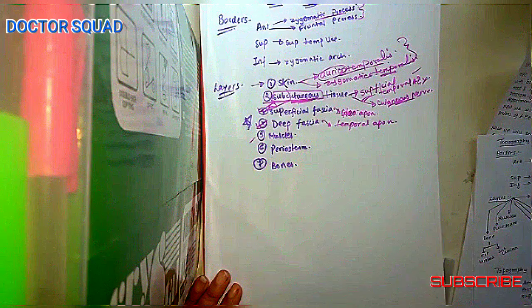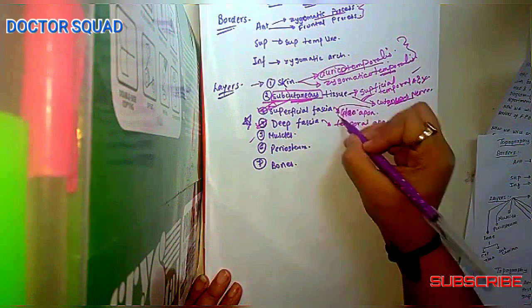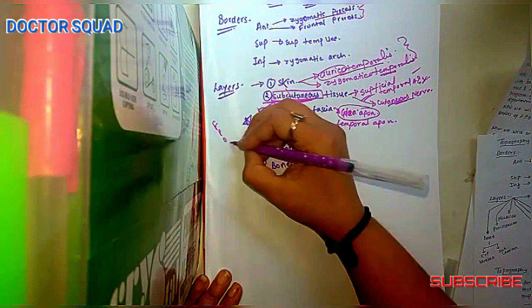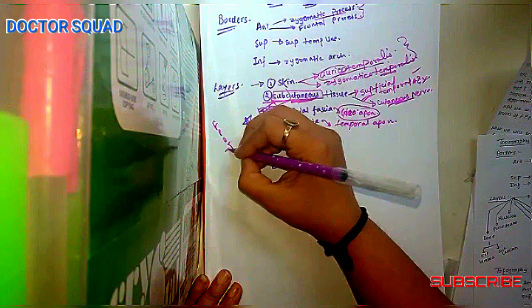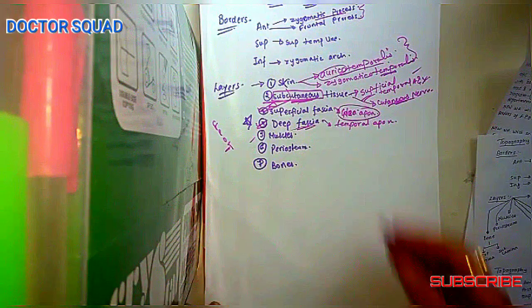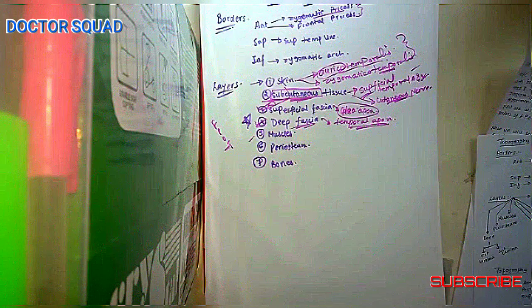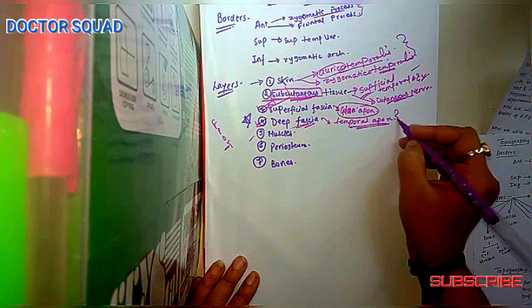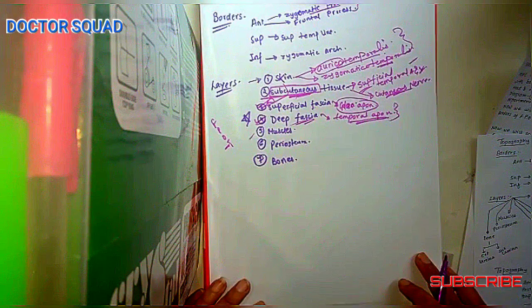How will we remember these both? Galea is superficially whole in frontoparietal and occipital, and temporal, right? Temporal a small amount. And deep fascia, how will we remember it is called temporal? Because we are talking about the temporal bone. That's why this part is known as temporal aponeurotica.